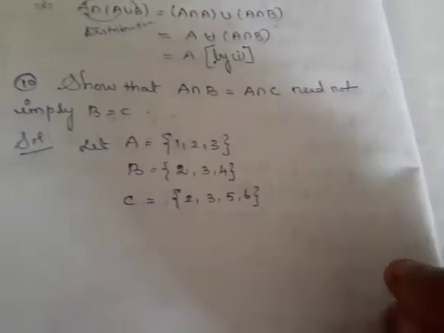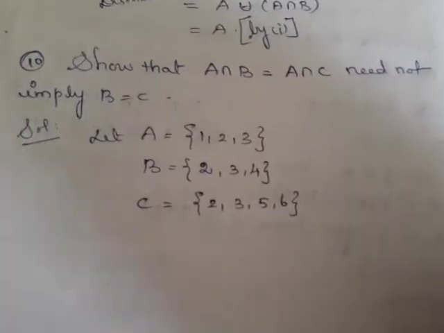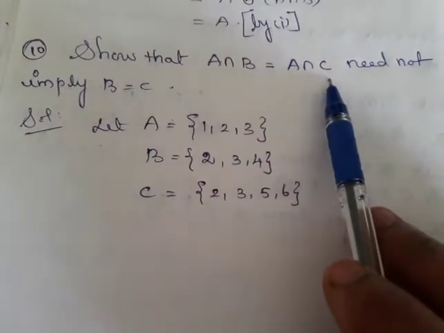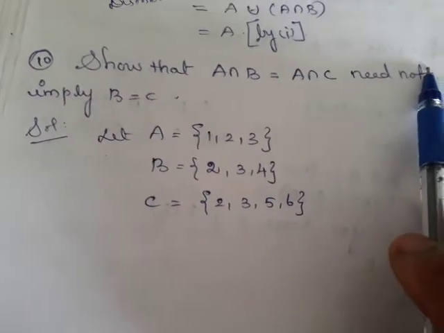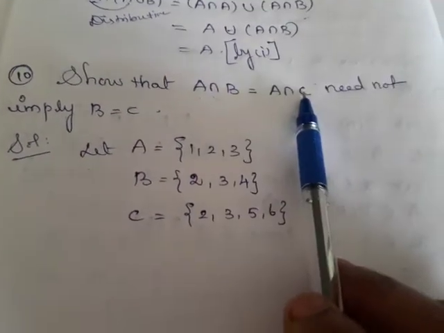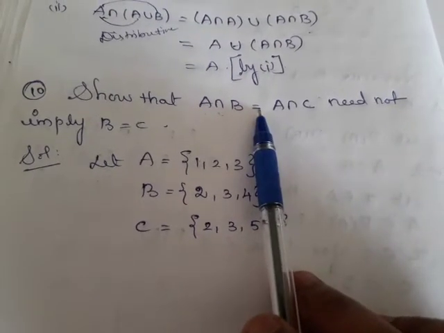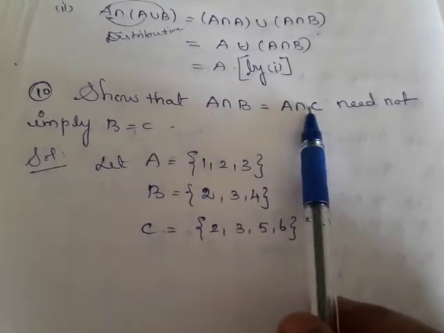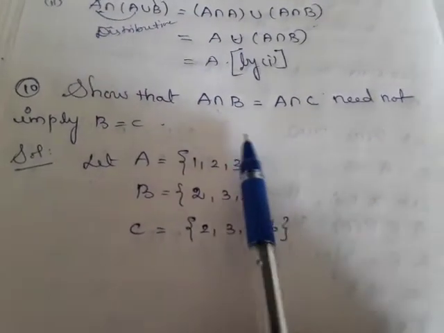Understood? Now we are moving on to the next question. Show that A intersection B is equal to A intersection C need not imply B equal to C. If the intersection of a particular set with two other sets is the same, then it doesn't mean that the two sets are equal. This can be proved, need not imply.